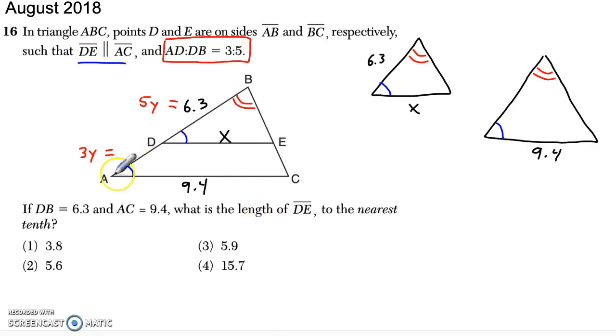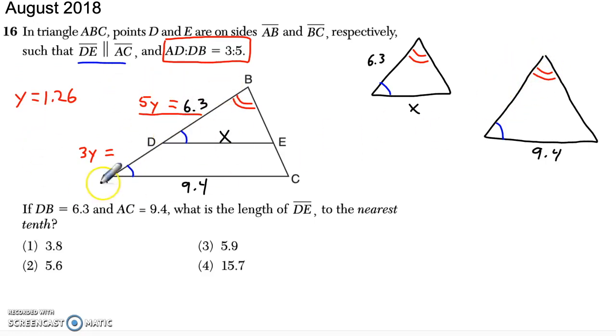If these are in the ratio 3 to 5, then 3y to 5y is in the correct ratio, and then all we have to do is figure out what value of y makes this 6.3. All right, so that's an easy equation to solve, right? 5y equals 6.3 is literally an equation. If we solve that for y, we'll find out y is 1.26. And since now we know what y is, we can figure out what this entire side is, right?